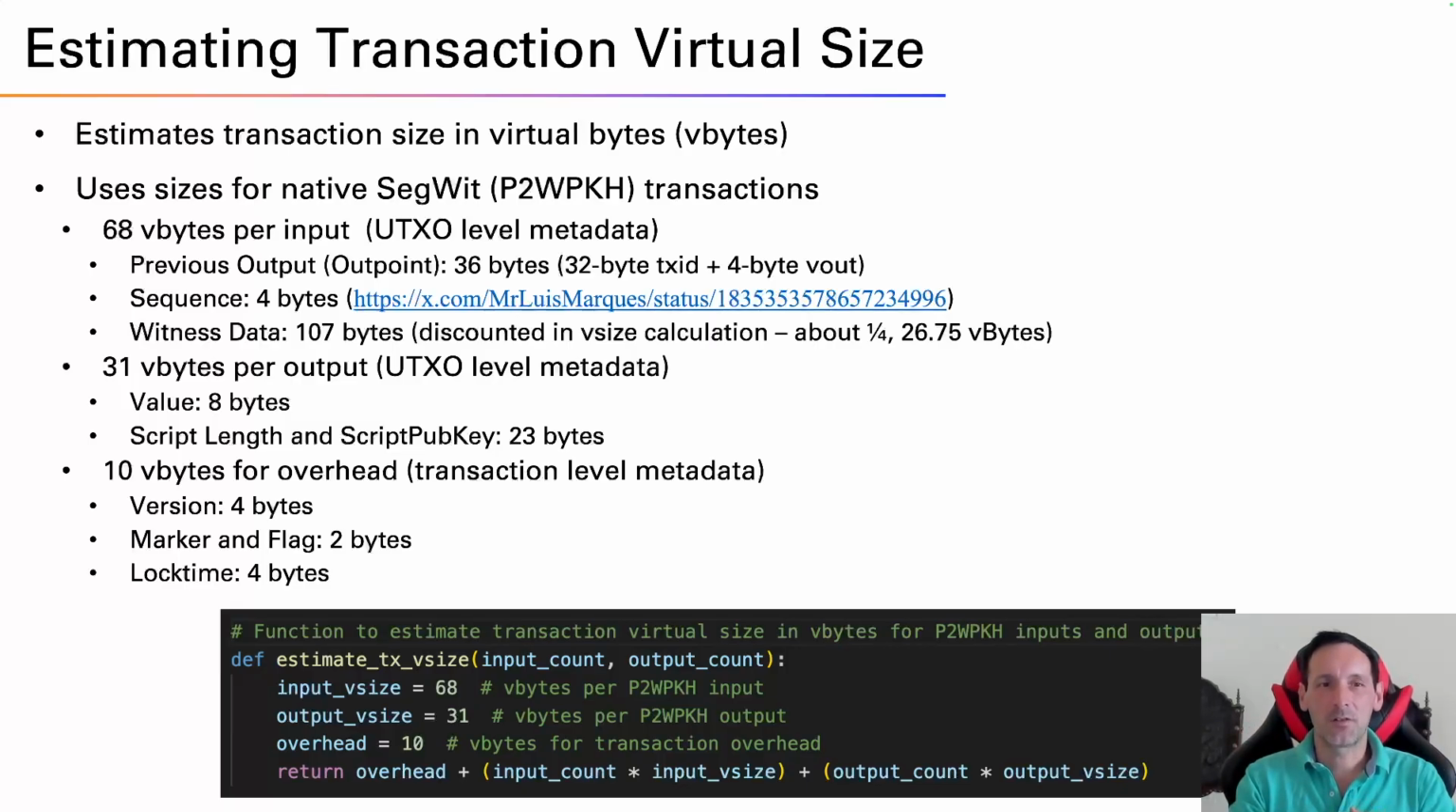Estimating transaction's virtual size. Right, so this is a slide we'll spend quite a bit of time on, so let's go through this. As you can see, the amount of time we're going to spend on this slide is not directly proportional to the size of the function. The function is actually quite simple. It receives an input count and an output count. We'll talk about that in a minute. And then it basically says, okay, an input size is 68, output size 51, overhead 10, and then it has a formula that returns a size based on those two variables.